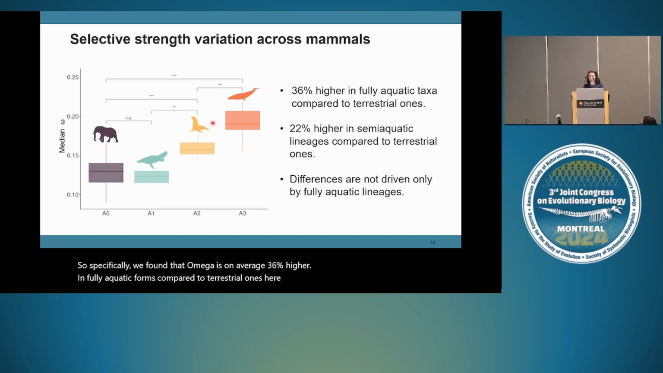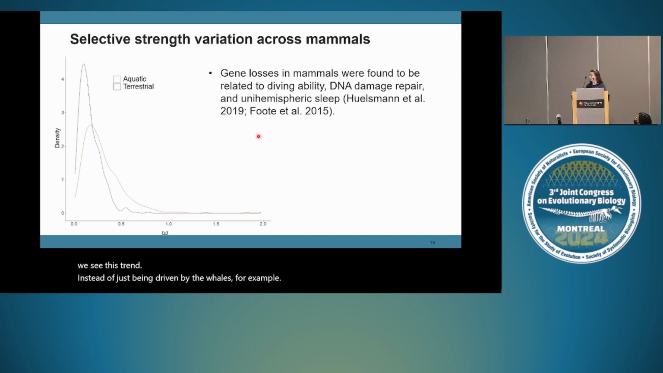And 22% higher in semi-aquatic, the ones that rely more on aquatic environments, compared to terrestrial ones. And as I said before, these differences are not driven only by fully aquatic forms. We see this trend instead of just being driven by the whales, for example, when you look at per species values, instead of median across all genes. And here I lump together all three aquatic categories in this orange distribution here.